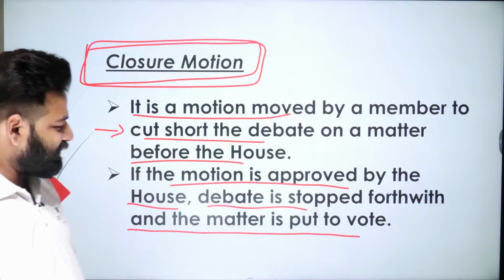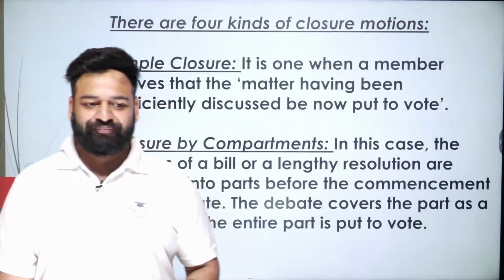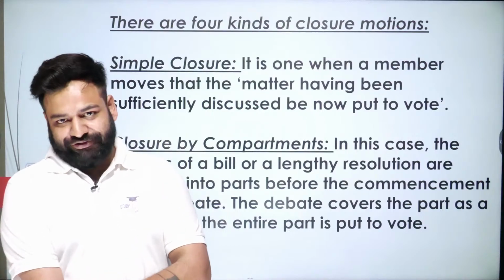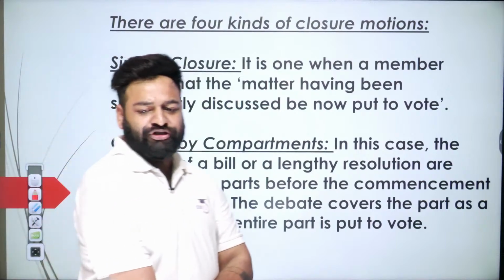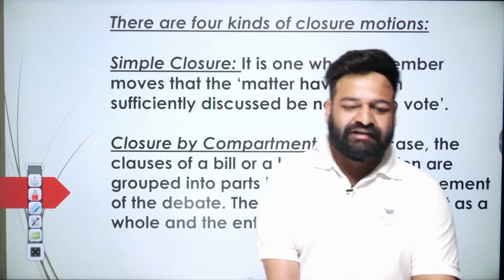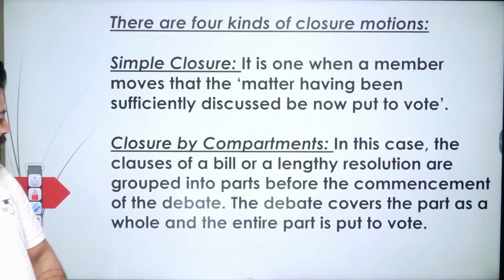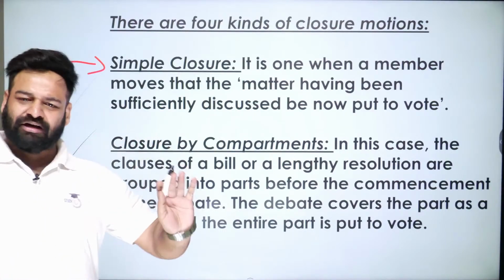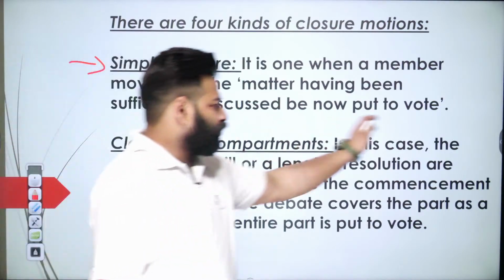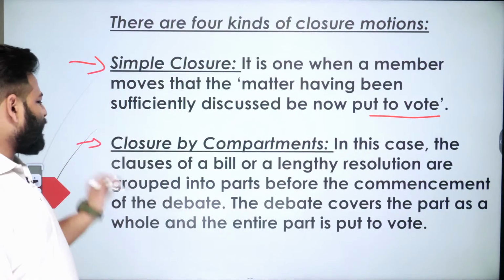Closure motion. That is just going ahead and demanding the stoppage of the discussion and debate. So, the closure motions, they are of 4 types. Like for example, the cut motions, they are of 3 types. In the very same way, closure motions, they are also of 4 types. Okay. What are these 4 types? The first one is the simple closure, as in the discussion is done, now let's put it to vote. Simple, right? The other one is the closure by compartments.